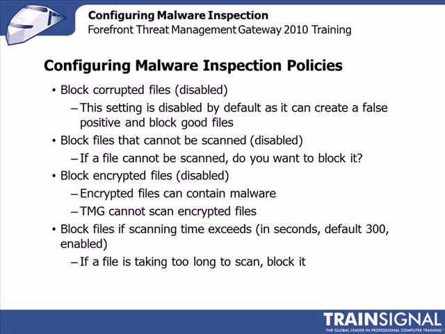Now, what do you want to do if a file cannot be scanned? Do you want to block it or do you want to allow it? There are times when files can't be scanned. For example, password-protected zip files cannot be scanned by Threat Management Gateway because TMG doesn't have the password. By default, that file will be allowed to go through because TMG does not, by default, disable the ability for unscannable files to be moved off to the user.